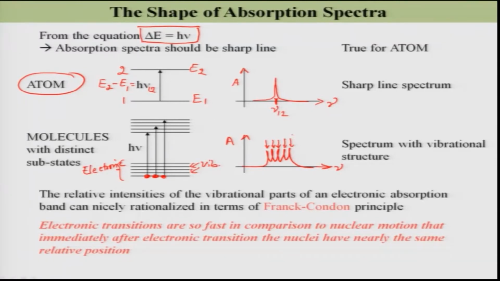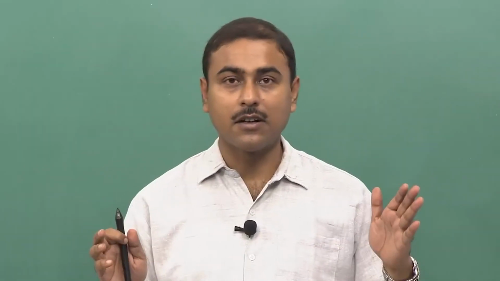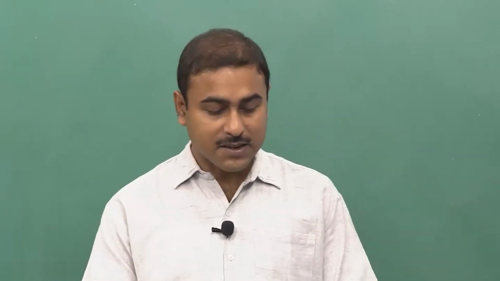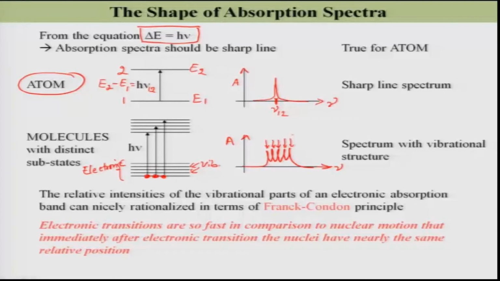Franck-Condon principle is based on what we have already calculated. The time taken for absorption is 10 to the power minus 15 seconds, a very small time, right. That principle says the electronic transitions are so fast in comparison to the nuclear motion. Nuclear motions are relatively slow, right. It takes about a picosecond or more for nuclear motion, so that immediately after the electronic transition the nuclei have nearly the same relative position.